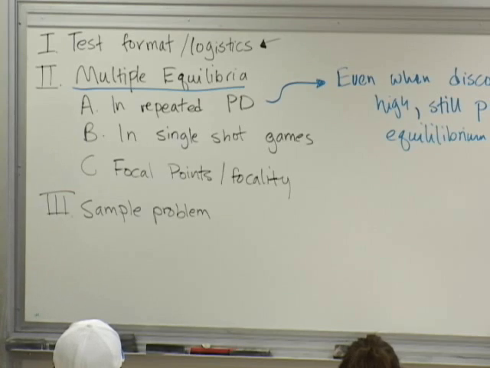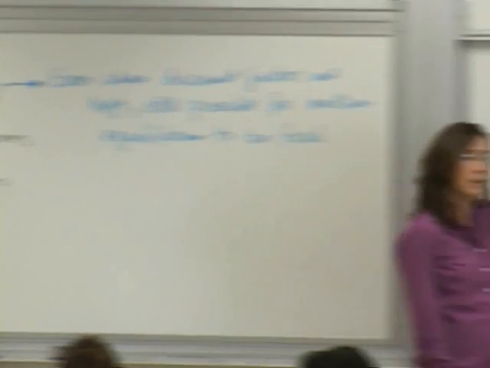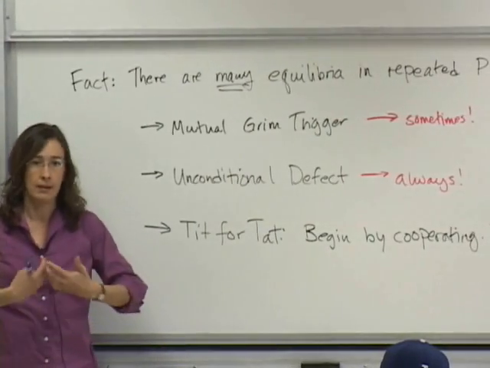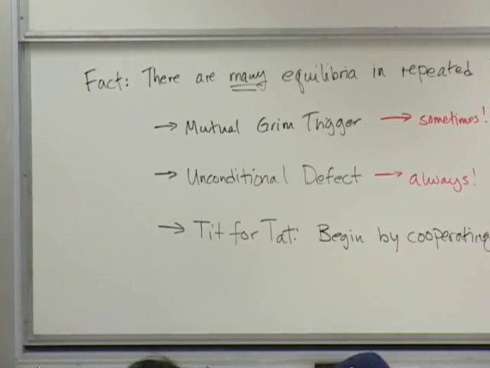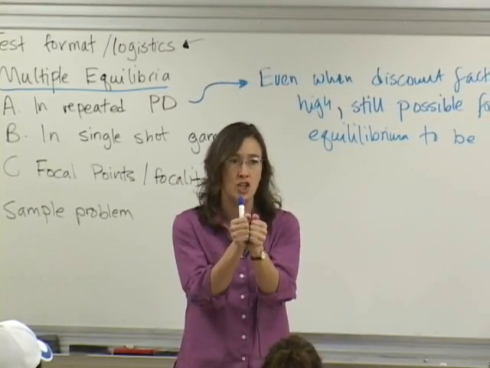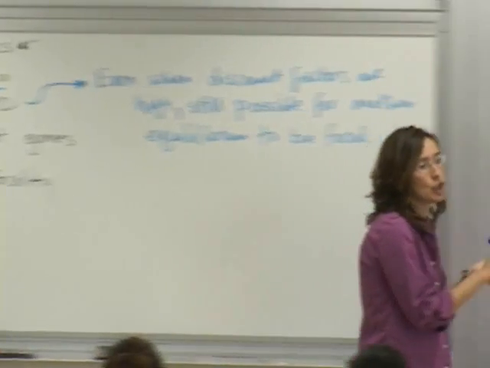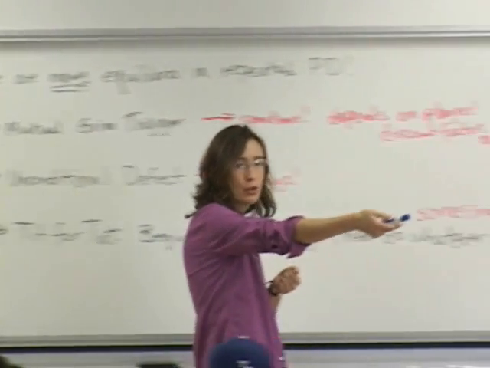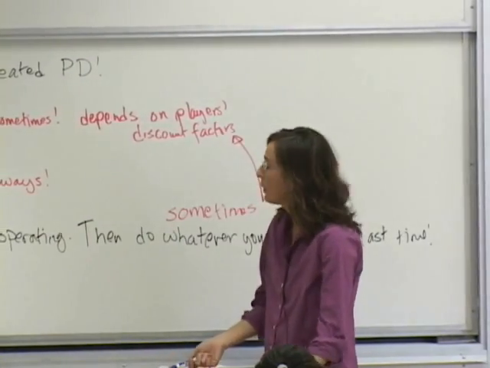Two smaller points here. Multiple equilibria in the repeated prisoner's dilemma is just the same idea as multiple equilibria in those single shot games. It means there's more than one pair of strategies that are mutually reinforcing, more than one pair of strategies where if you're playing your strategy, I don't do better than the strategy I have, and vice versa.